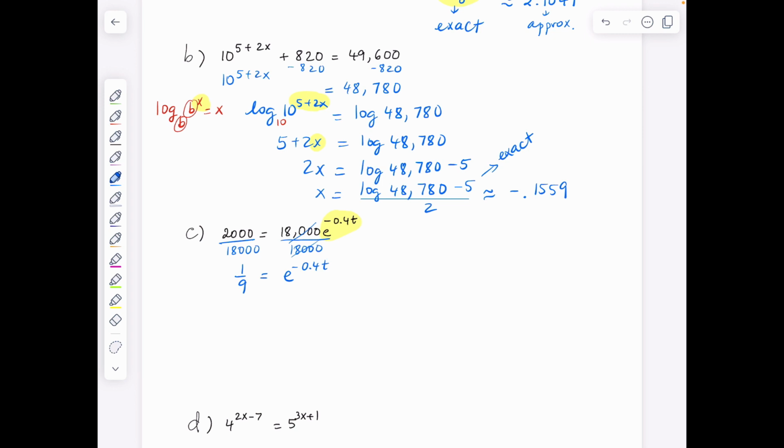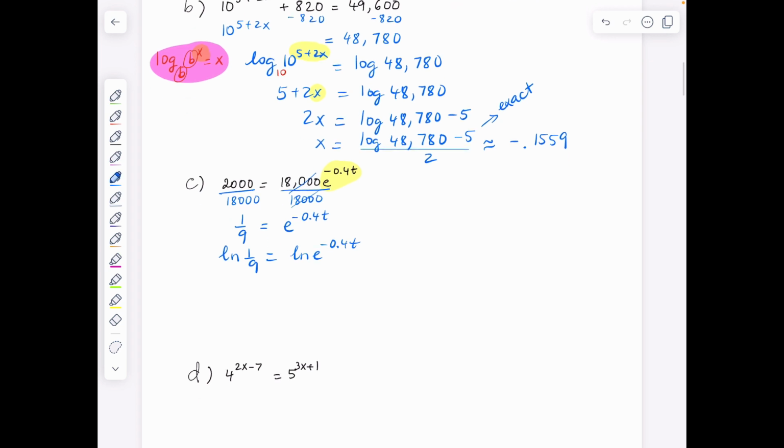Now I have two options here. I can take the log base 10 of both sides, or I can take the natural log of both sides. This time I am going to choose the natural log of both sides, simply because I see base e in the exponential expression, and I know I'm going to be able to use the basic properties that we mentioned earlier. So on the left side, that would just be ln 1 over 9 is equal to negative 0.4t, using the same property up here.